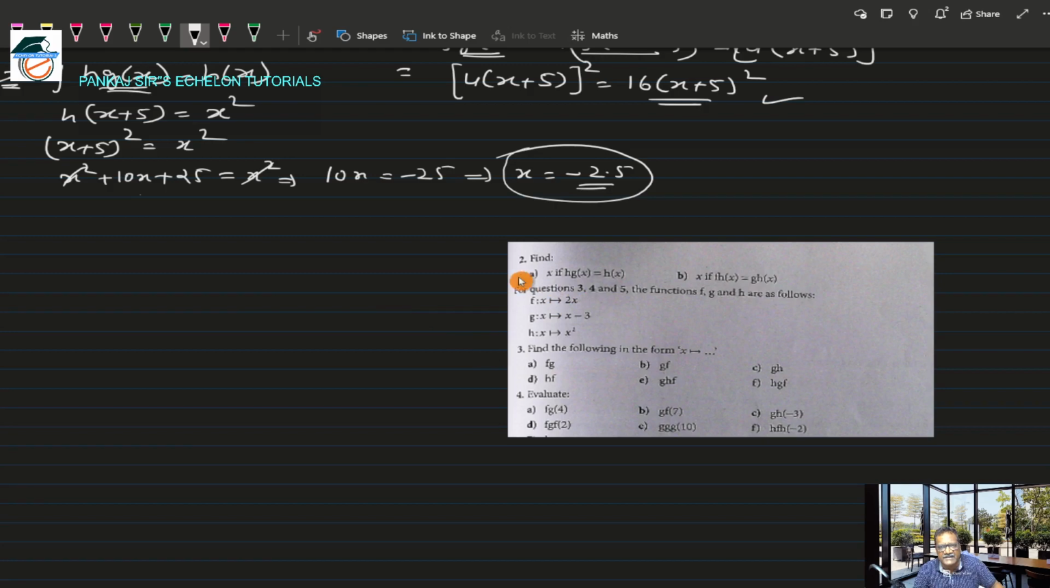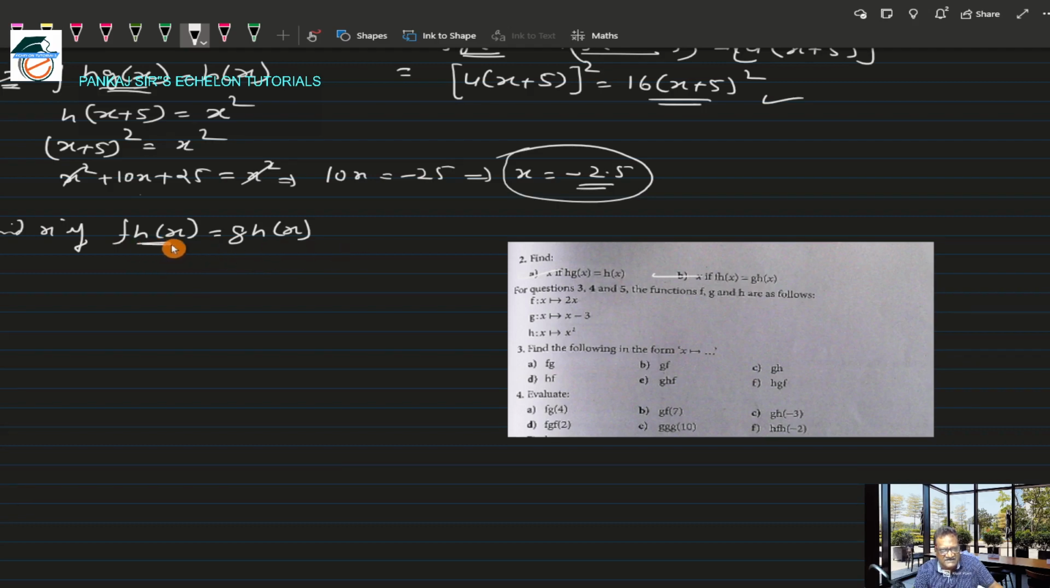2b. Now b is what? Let us see. This was a, which is done with. This is b. So again, b says that find x if f h of x is equal to g h of x. Okay, this is given. F h of x equal to g h of x.